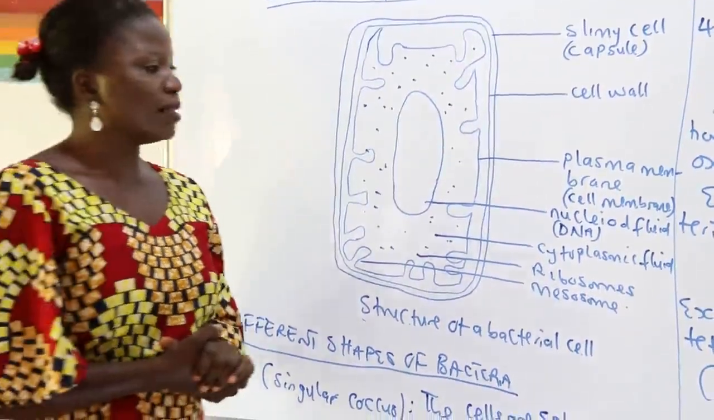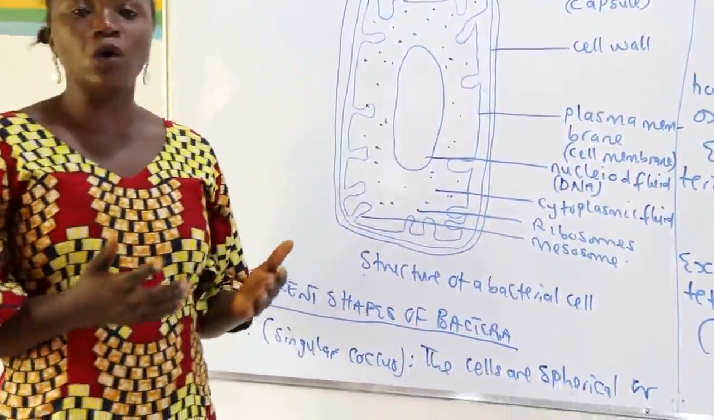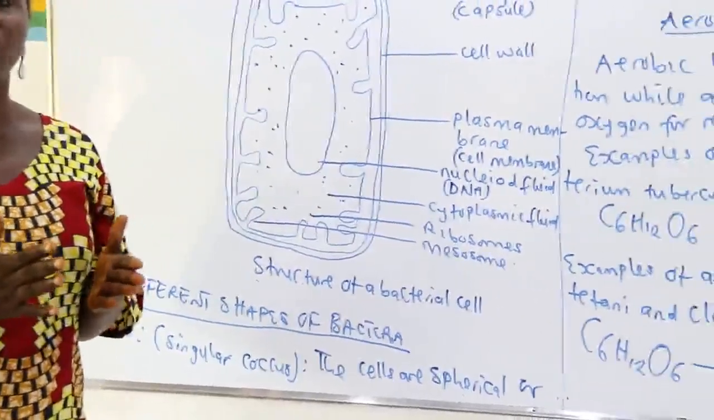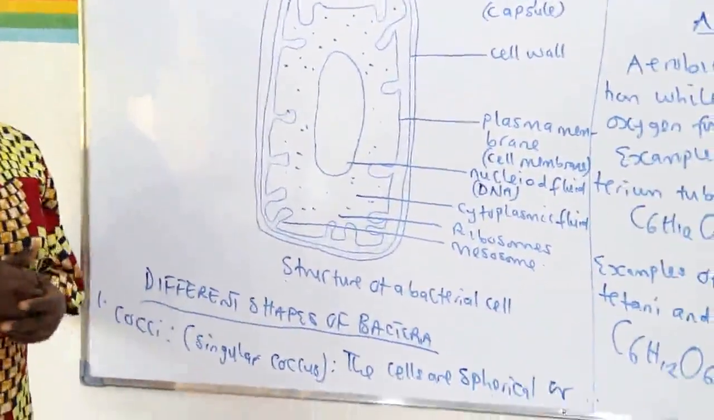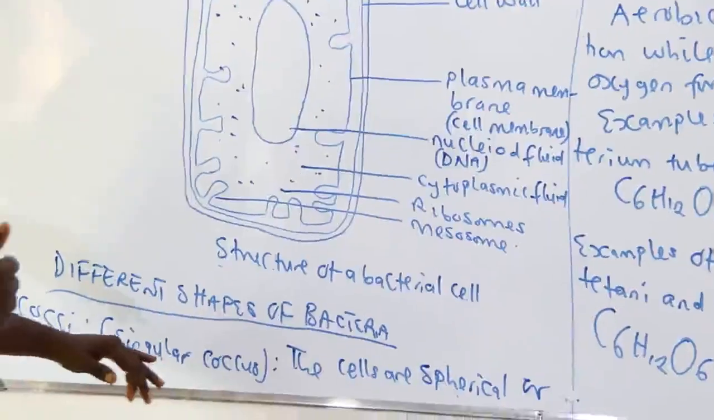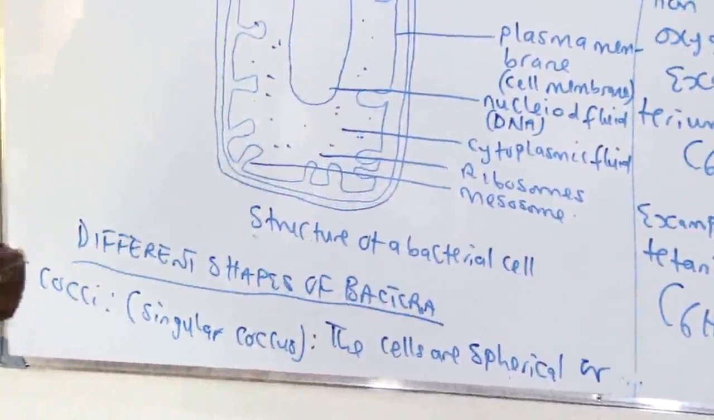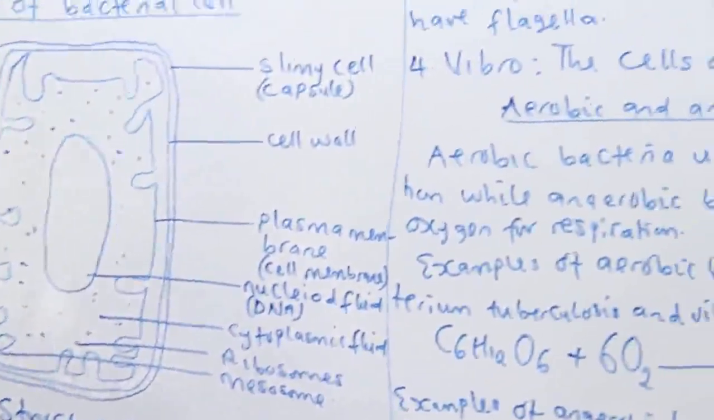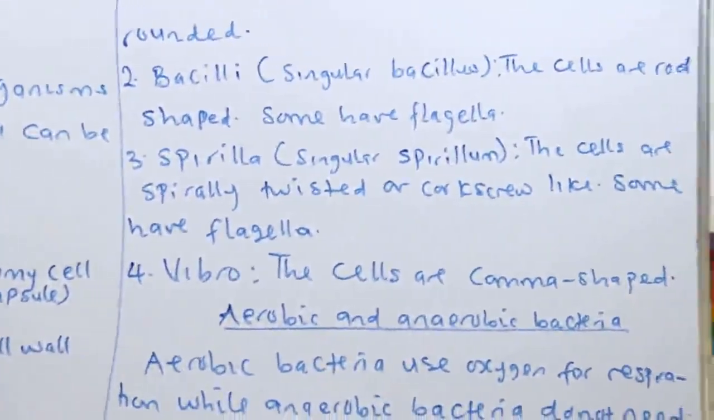Then apart from that, these bacteria are grouped into different groups based on their shapes. Bacteria have different shapes, and they have about 4 major shapes. The first shape we have there is the cocci, and singular you call it coccus. The bacteria that fall under this group of cocci are those that are round in shape. The next one we have is the bacilli. Singular is bacillus. The bacillus bacteria are bacterial cells that have the shape of a rod.